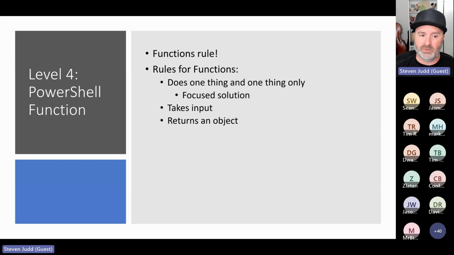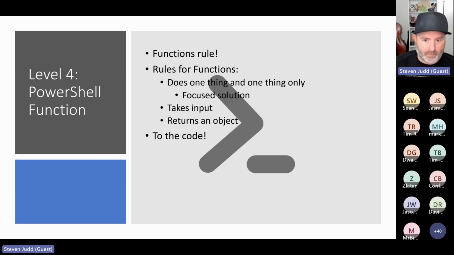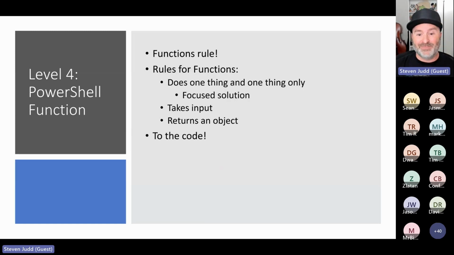Speaking of giving you a result, you want it to return an object. Specifically, an object that you could possibly use for your next command that you want to create. And so then you start chaining your commands together. And so make sure you're thinking about, okay, what properties is this object going to have that I want to have? All right, to the code. I brought it back.